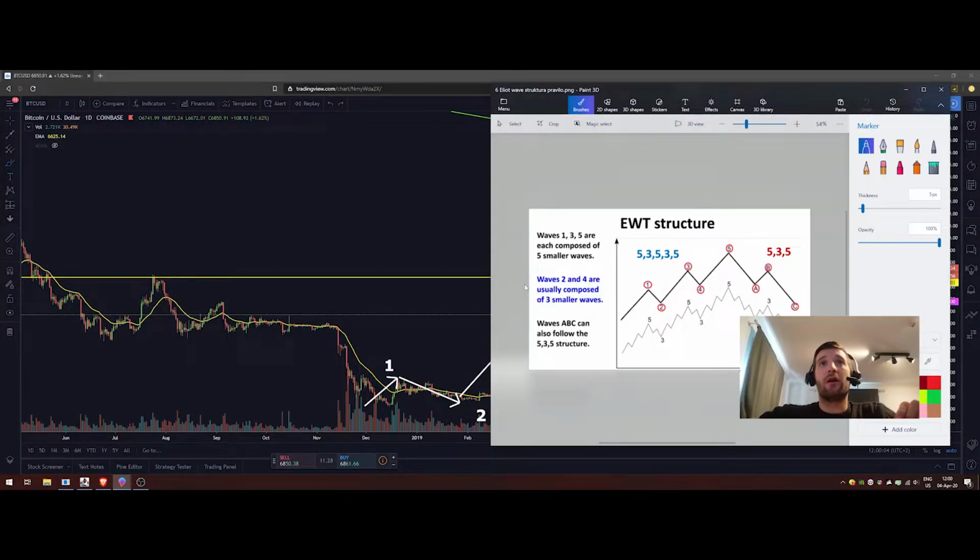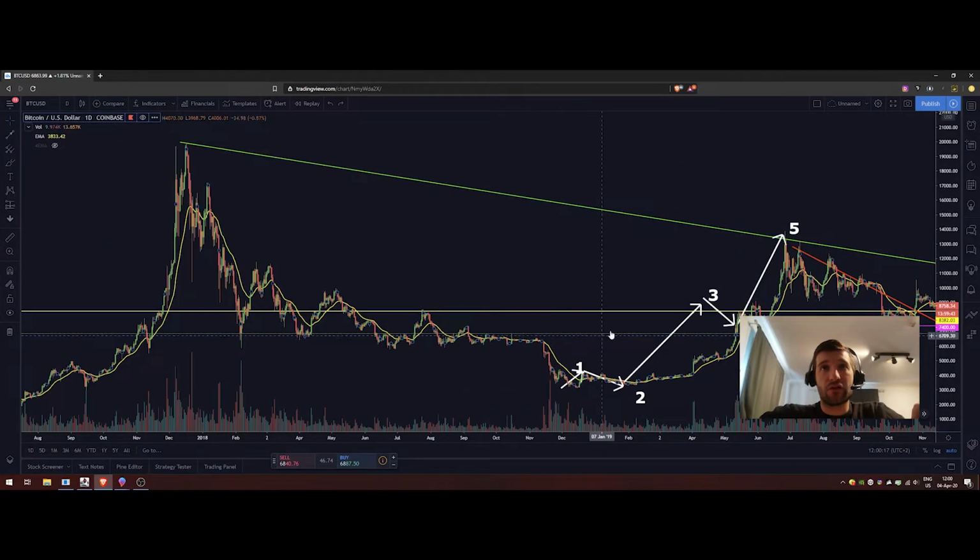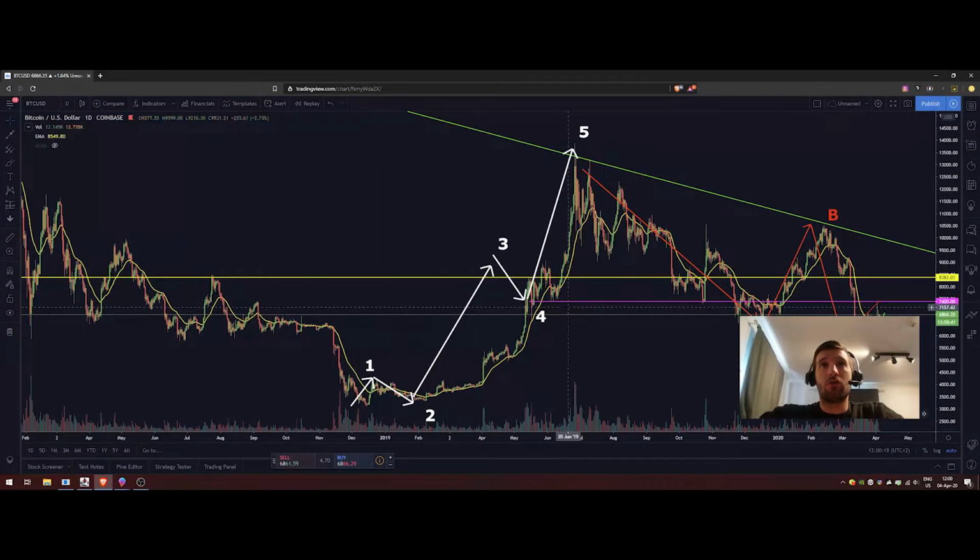Waves 2 and 4 are usually composed of 3 smaller waves. That is also something that we know. And waves ABC can also follow the 5-3-5 structure. One of the rules that is not written on this picture over here is that the lows going in correction, like 3 and 2, cannot exceed the previous low.